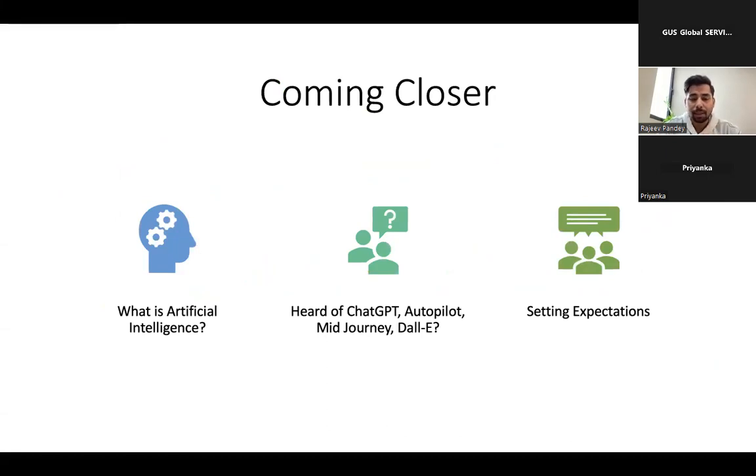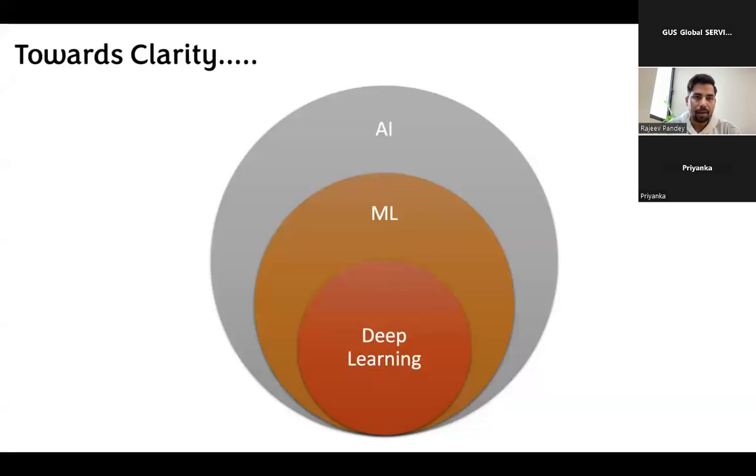Let's take a step closer to this and talk about three core things. One, what is artificial intelligence? Why is this important to us? Why is everyone talking about this today? And then, if you've already heard of ChatGPT, DALL-E, Copilot, Midjourney, Google Bard, right? Why are these tools important, and how can we make use of these tools? And then setting expectations of what we can really do, and what is possible and what is not possible with these tools and technologies. So let's move towards clarity.